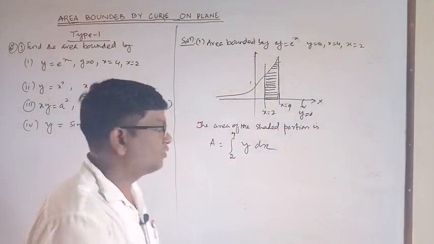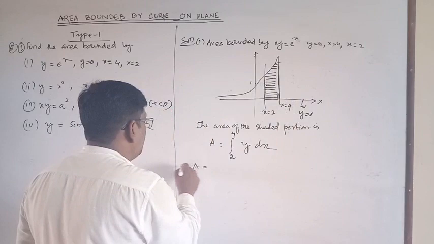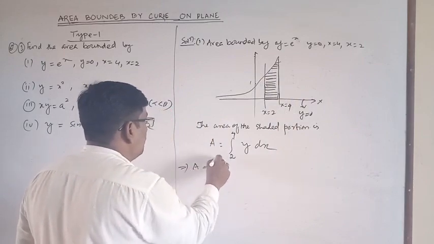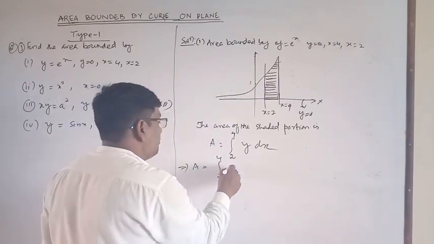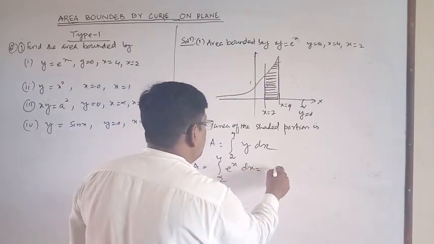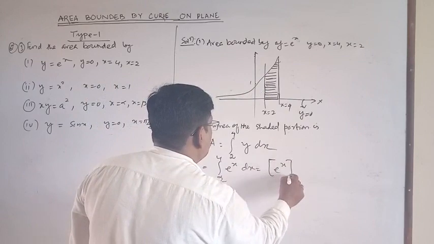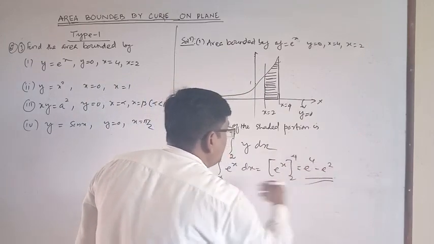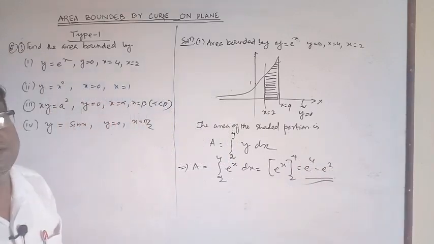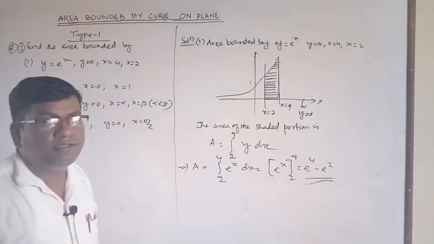So area A is equal to the integral from 2 to 4. What is the value of y here? y is e to the x, so the integral of e to the x dx is e to the x, limit 2 to 4. So e to the 4 minus e square. This is the area of the shaded region. Now second question, second bit.